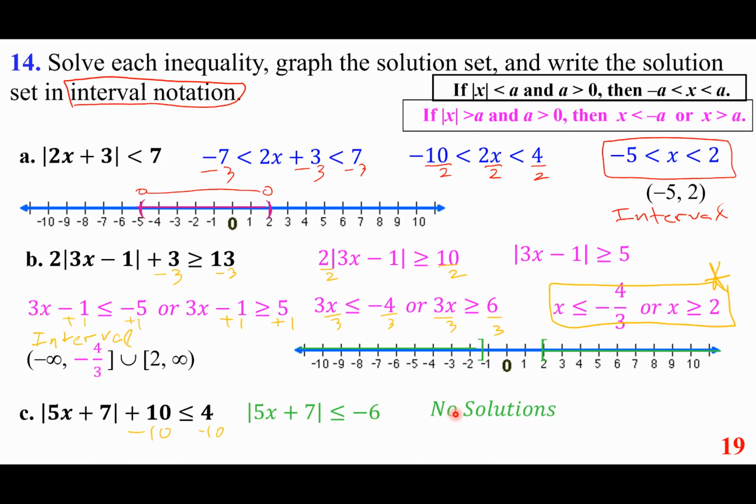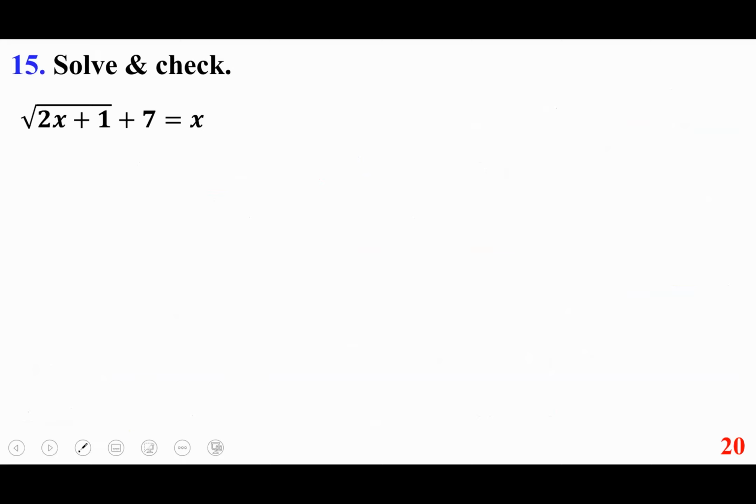We are going to move on. We want to solve, and it's a good practice to check, the square root of 2x plus 1, plus 7, equals x. Just like the absolute value equality, first we move the 7, we isolate. We move the 7 and make this x minus 7, because we want to isolate this.